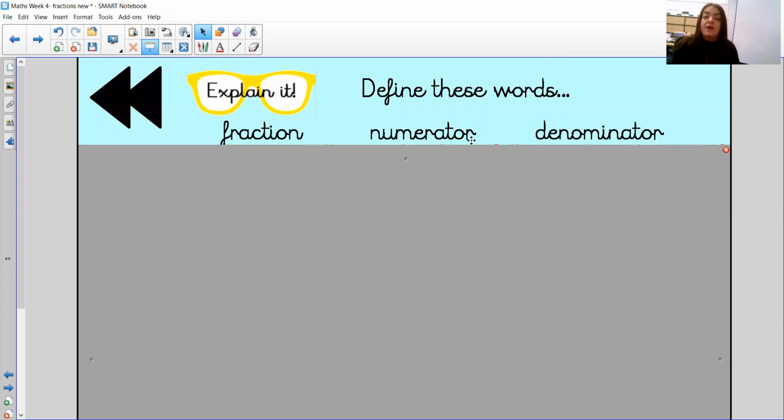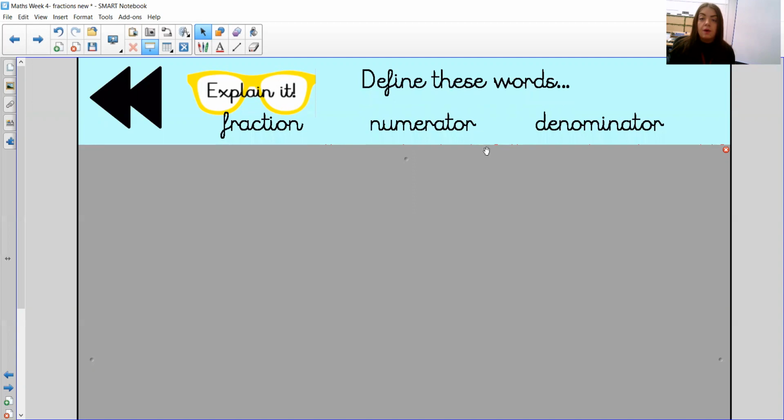Okay, so the numerator then, what is the numerator and what is the denominator? Very similar words, so they've got some sort of relationship. So numerator, I'm hoping you remembered, is that top number, and denominator is that bottom number. Okay, top number, bottom number of a fraction. In fact, let's start with the denominator. The denominator is that bottom number, and what does it tell me? It tells me how many equal parts make up my whole. Then you've got your numerator on the top.